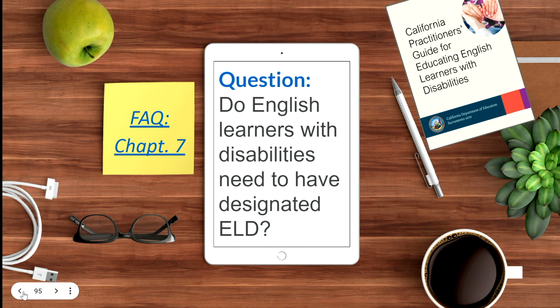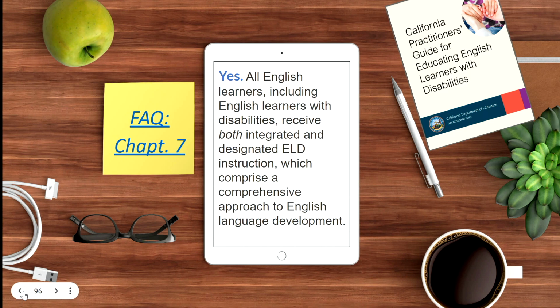What do you guys say in the room here with me? Show me with your thumbs up, thumbs down. Yeah, right? So I think up to this point, we all pretty much understand that comprehensive ELD, which includes designated and integrated ELD, is a requirement of all English learners, right? Federal entitlement EL services for all English learners, including English learners with disabilities.